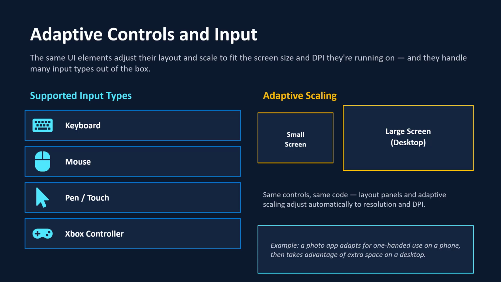controller press. On the right side, the small screen and large screen boxes represent that the same UI can adapt to very different amounts of space. Universal controls and layout panels automatically adjust based on the screen's resolution and DPI density, so a button that looks correctly sized on a small handheld device also looks correctly sized on a large desktop monitor without you having to do any manual recalculating or pixel values.